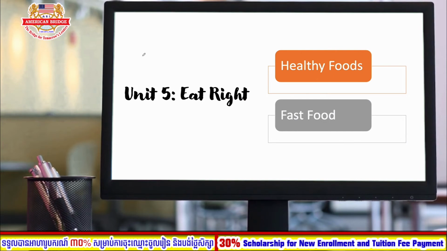Alright, so here is Unit 5, which is "Eat right." So we focus on the way we eat and the food we need to eat. As I said, there are 2 types of food. We have healthy food, which consists of vegetables and fresh meat, and fast food, for example, hamburger and pizza. All those fast foods are not good for you.